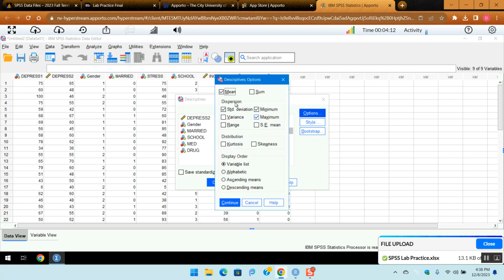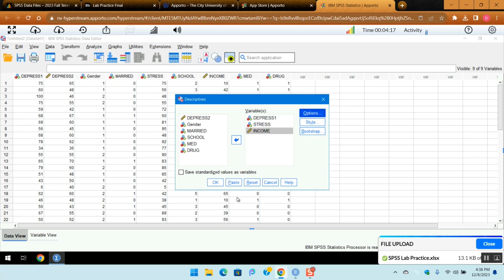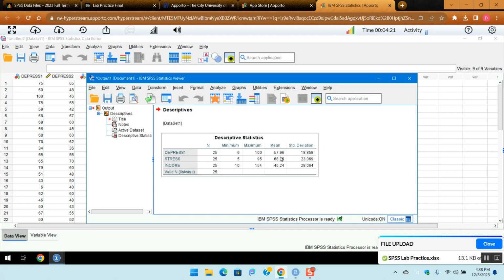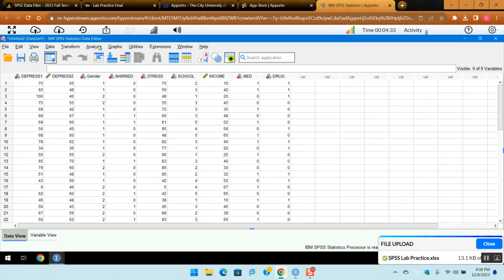Make sure you have mean and standard deviation checked. The rest of this doesn't matter, but make sure you have mean and standard deviation checked. And there's my answer. So here are our means for depression, stress, and income. Here are our standard deviations. So I'm done. Question 1 done. You're going to write it down. Question 2. What does question 2 say?